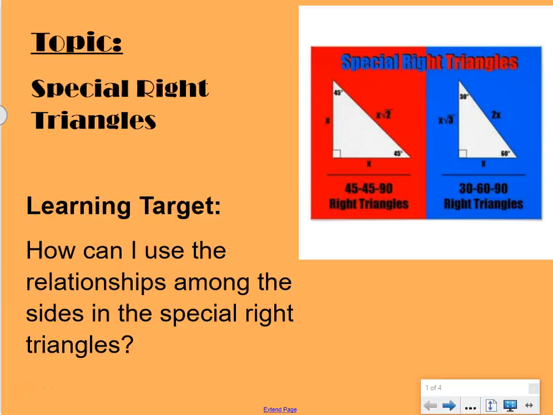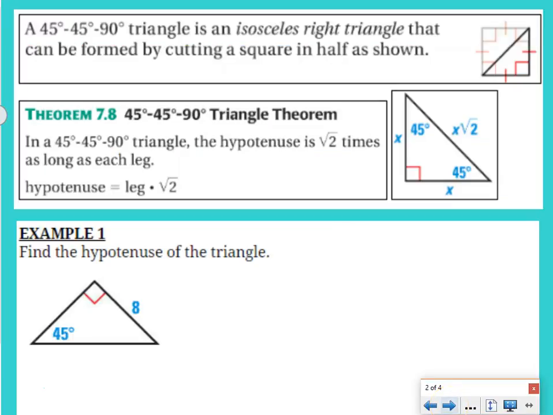Today our topic is special right triangles. So our learning target is how can I use the relationships among the sides in the special right triangles. So the first special right triangle is a 45 degree, 45 degree, 90 degree triangle. And we just call it 45, 45, 90 triangle. It is an isosceles right triangle that can be formed by cutting a square in half.